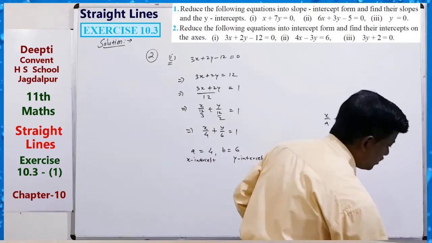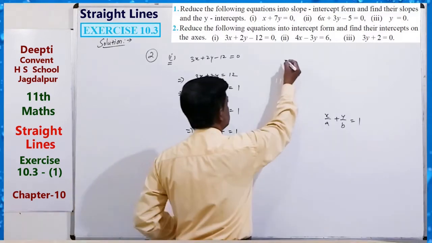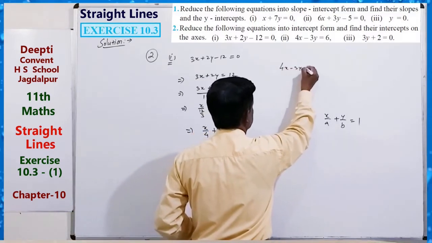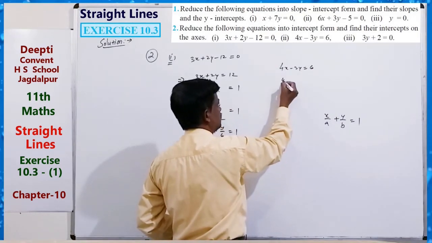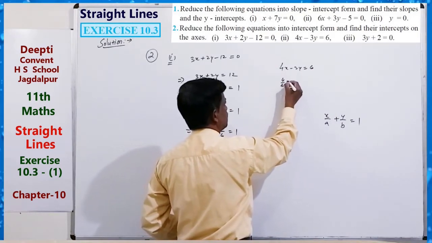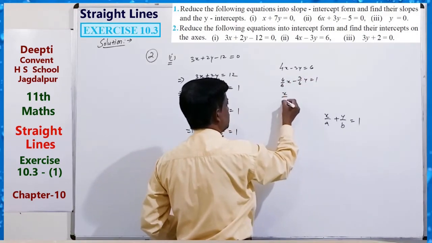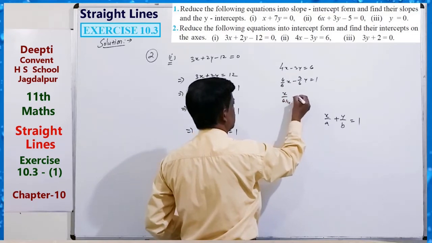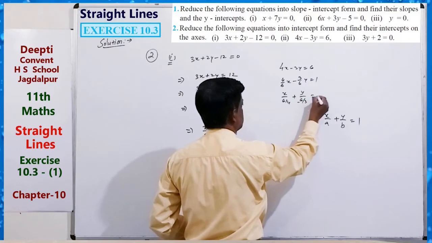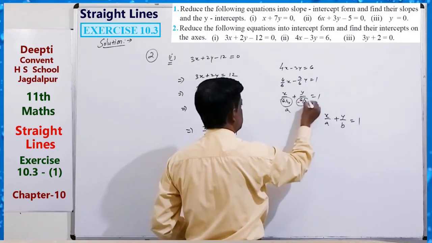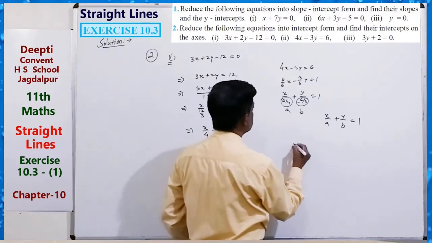You can do the second question: 4x minus 3y equals 6. So just divide by 6. So 4 by 6 x minus 3 by 6 y equals 1. So x by 6 by 4 plus y by 6 by minus 3 equals 1. So this is a, this is b. Okay.